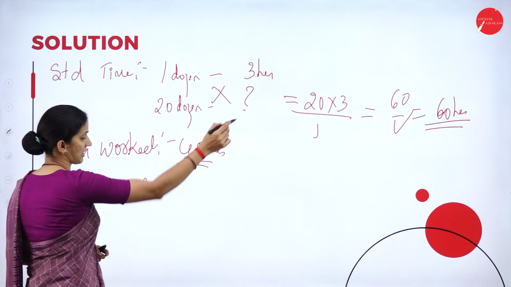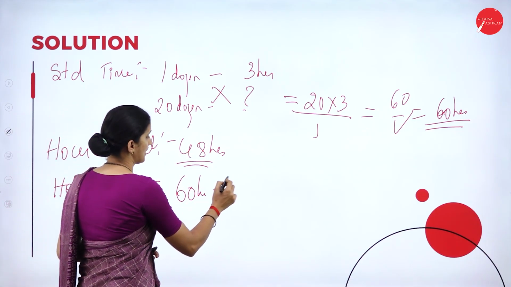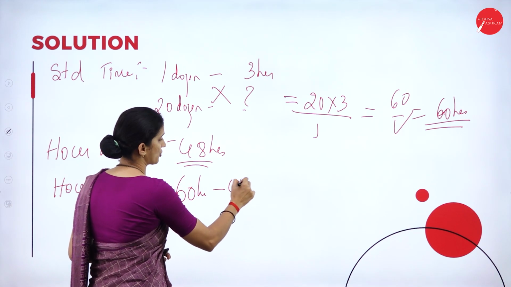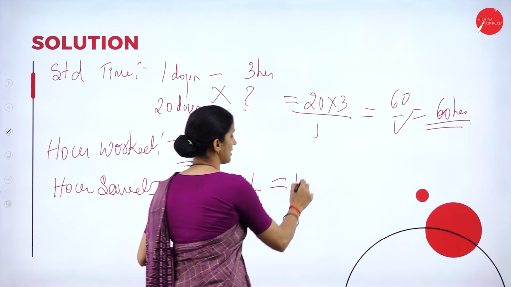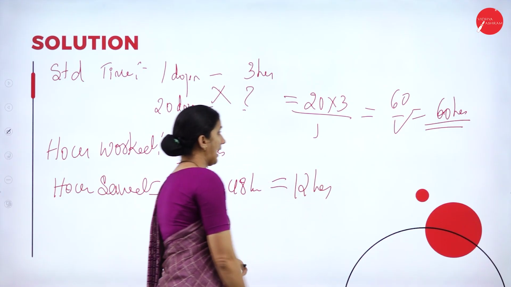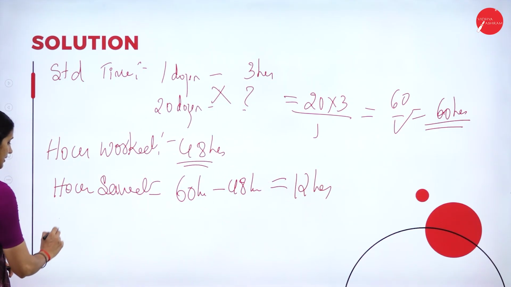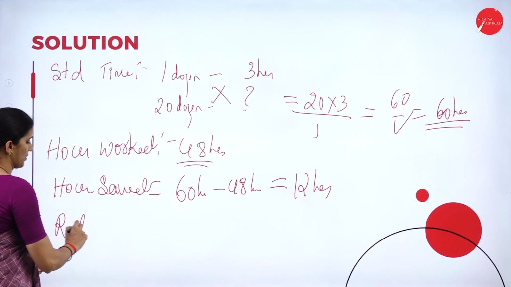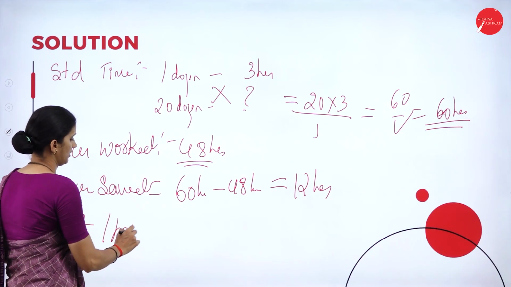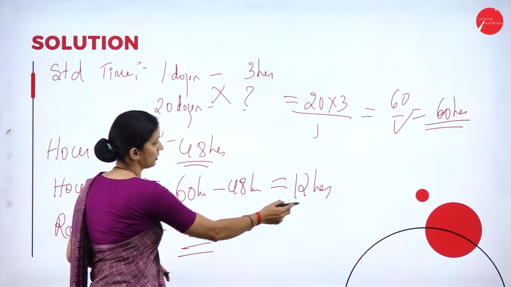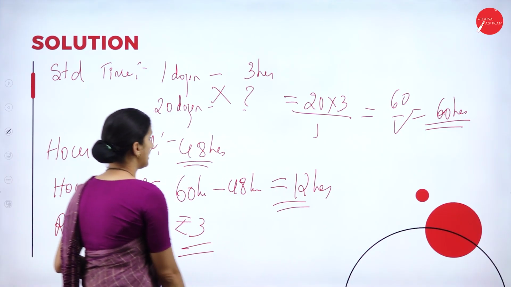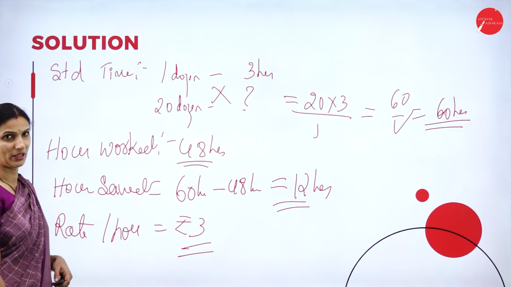Hours saved: standard hours 60 and actual time taken 48 hours. So the time saved here is 12 hours. Again, you have the rate per hour also. The rate per hour is rupees 3. So now you have all these three, and you can apply the formula here.